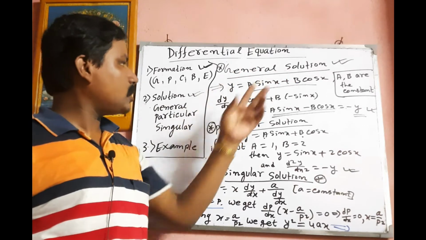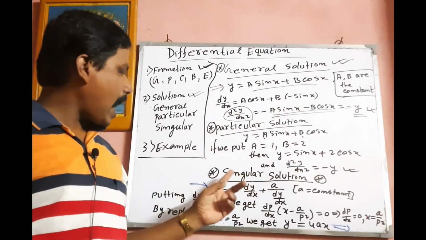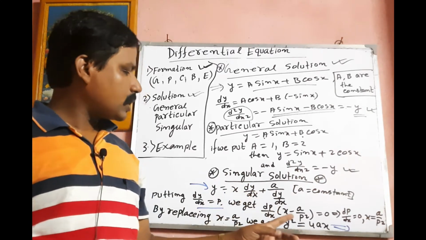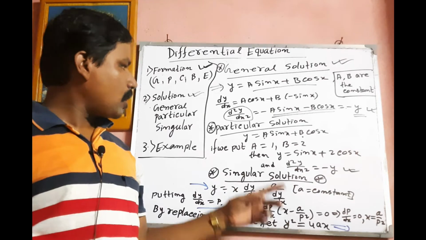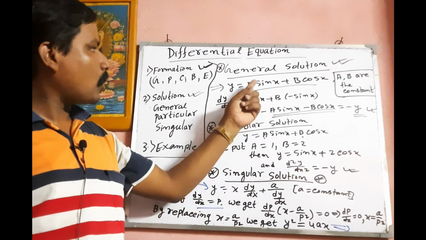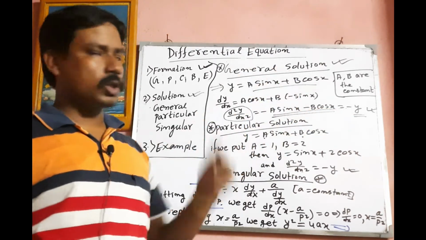There is a general solution of this type, a particular solution of this type, and a singular solution of that type. For the equation of this one, this is the singular solution. For the equation of this one, this is the particular solution. For the equation of this one, this is the general solution.